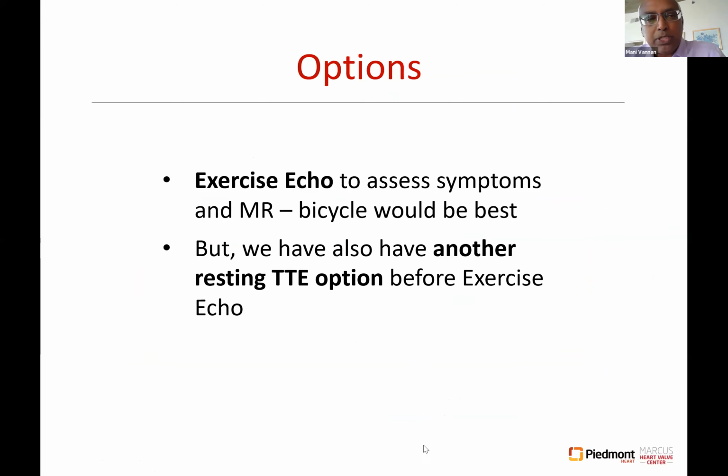So what are our options? One option is exercise echo. If we put her on exercise and she gets symptomatic and the MR gets worse, PA pressures go up or RVSP goes up, perhaps we can make the argument that there is something to do here. Another option would be to look for regurgitant volume and regurgitant fraction, which we really haven't done here.